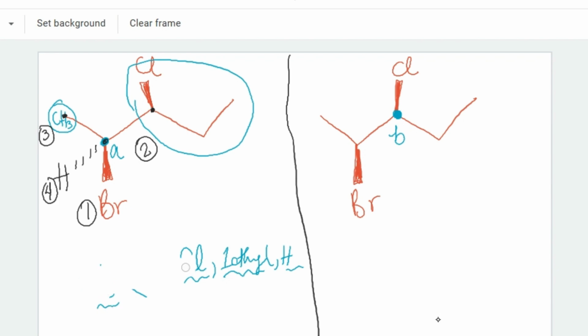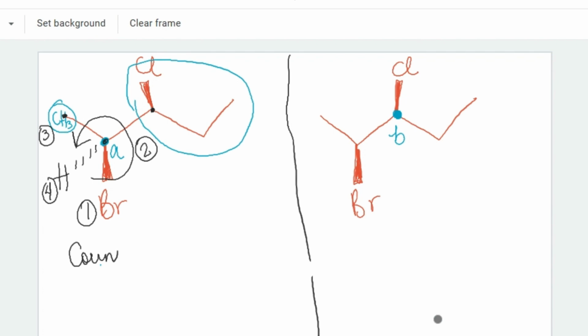So we're now in a situation where we have identified and prioritized all four groups. And now remember what we're going to do. We're going to trace it. So bromine going, and then we go to 1, 2, 3. So 1, 2, 3 is giving me the counterclockwise vibe. I don't know if we can say that in organic chemistry, but that's basically counterclockwise, right? Because it's giving counterclockwise, this is going to be the S configuration.